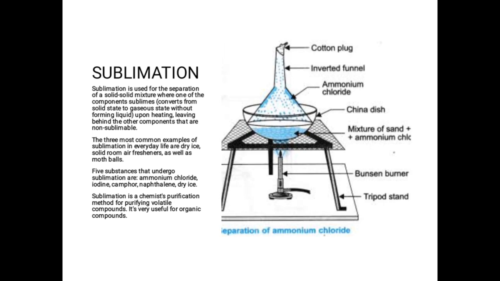Another method of separation of heterogeneous solid mixtures is sublimation. Sublimation is the process by which a solid changes to gas without passing through an intermediate liquid phase. There are substances that undergo sublimation. Examples are ammonium chloride, iodine, camphor, naphthalene, and dry ice. These are substances that undergo sublimation.